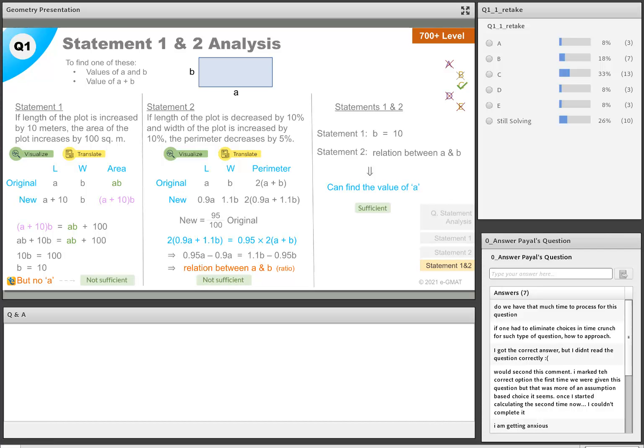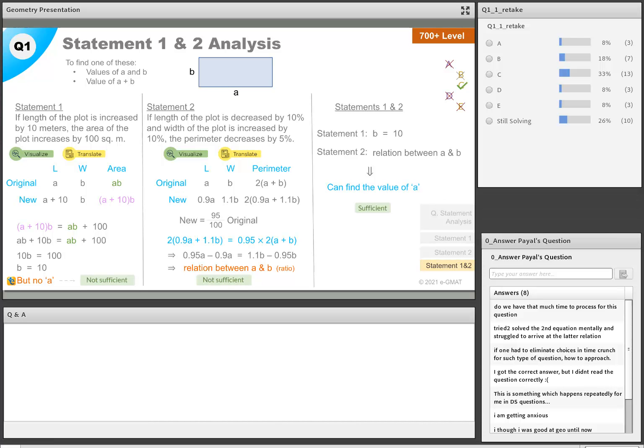Do we have that much time to process for this question? You absolutely do. Remember, I have already told you what all things you need to build upon. Imagine if you were able to, let's look at statement 2, if you were able to translate that statement into this tabulated manner within 15 seconds, you have all the time in the world to solve this question then. You have to figure out which process step you're taking longer to do, and you need to go back to the course and build that process skill, build that ability. That's something which you have to do.